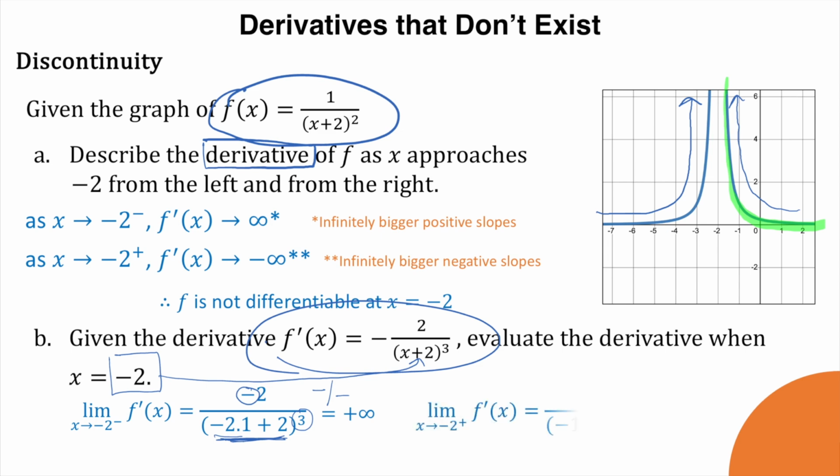And then let's look from the right. Plugging in something just to the right of negative 2, like negative 1.9. We have a negative on the top. On the bottom, negative 1.9 plus 2, that's a positive. And a positive cubed is still a positive, so we have a negative divided by a positive. The bottom's getting smaller and smaller, so that's going to negative infinity. Since positive infinity and negative infinity don't agree with each other, the derivative at negative 2 does not exist.